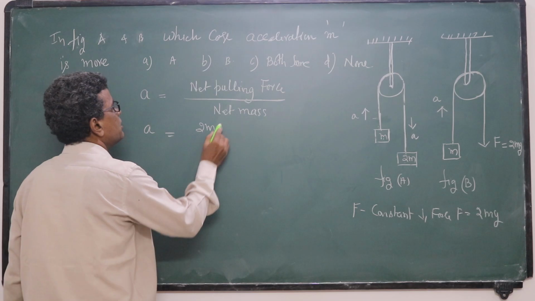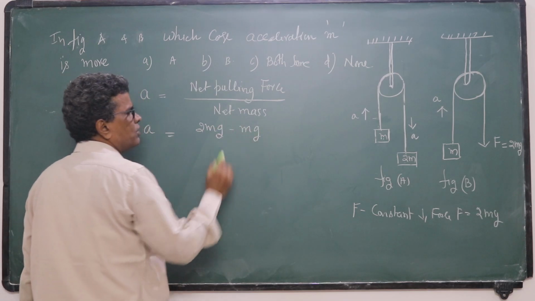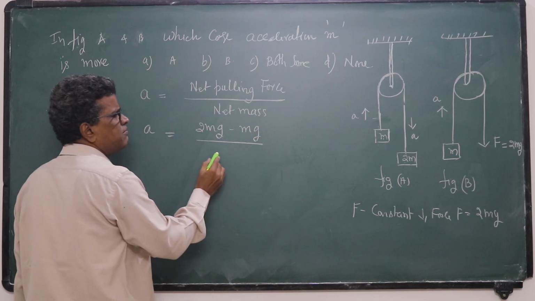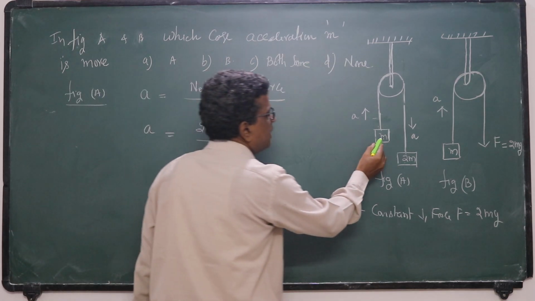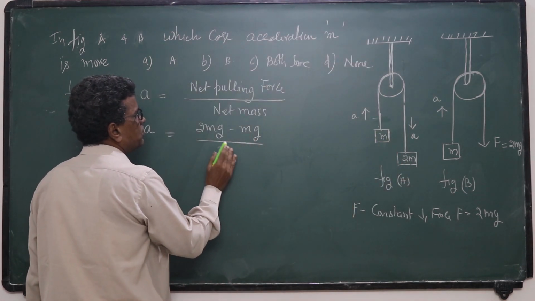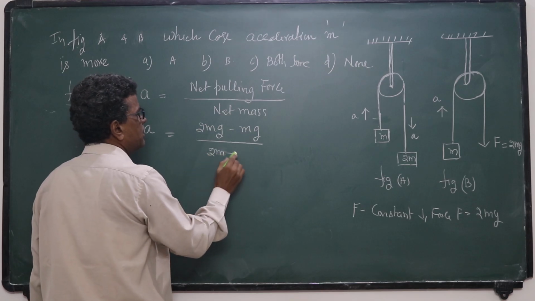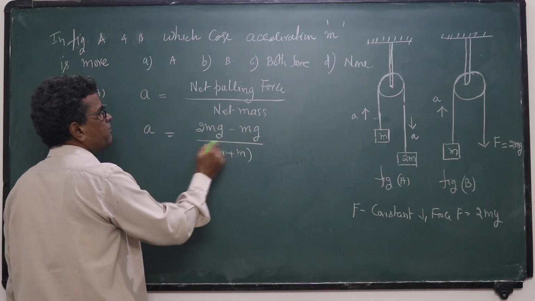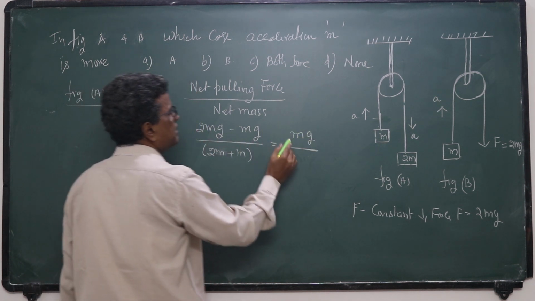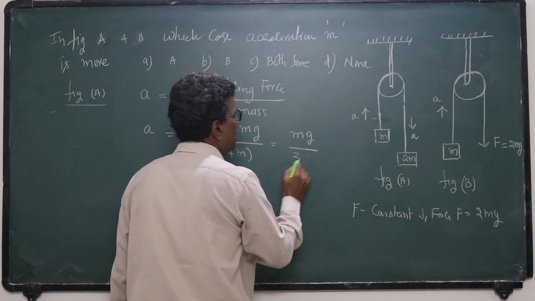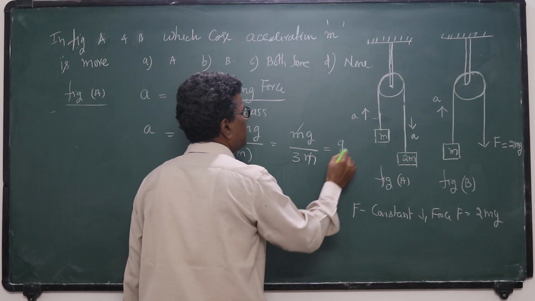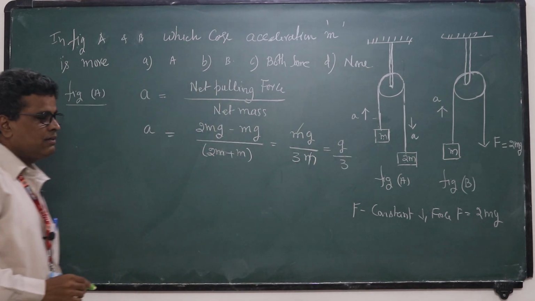So that is 2mg minus mg. So its motion is opposed by this. So net pulling force is 2mg minus mg by net mass. Net mass is m plus 2m. That is, you have to take 3m. Okay, net mass is 2m plus m. I am writing separately. So what will you get? 2mg minus mg by 3m. Okay, so that m gets cancelled. So acceleration in figure A is g by 3.